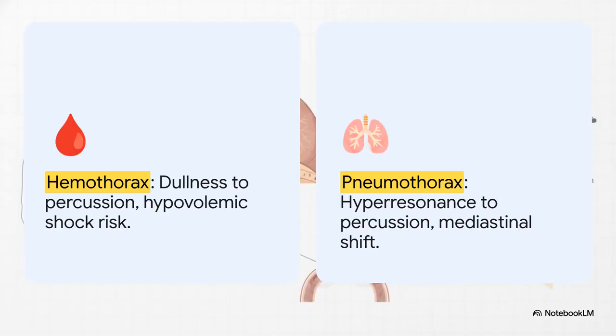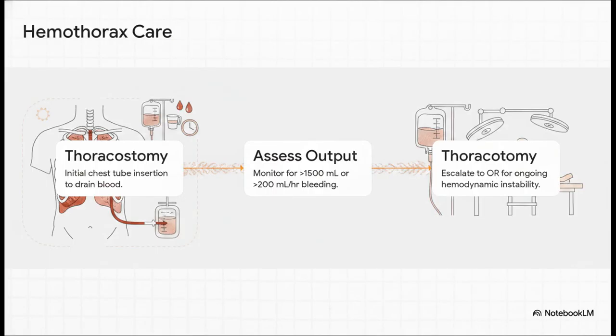Let's contrast a hemothorax with a pneumothorax, since both feature decreased breath sounds on the affected side. A hemothorax gives you dullness to percussion because blood is literally filling the pleural space, often from torn intercostal vessels. And since one single hemothorax can hold a massive volume of blood, these patients frequently show up in hypovolemic shock. A pneumothorax, on the other hand, fills that space with air. So instead of dullness, you get hyperresonance to percussion, and if it becomes a tension pneumothorax, you'll see a mediastinal shift.